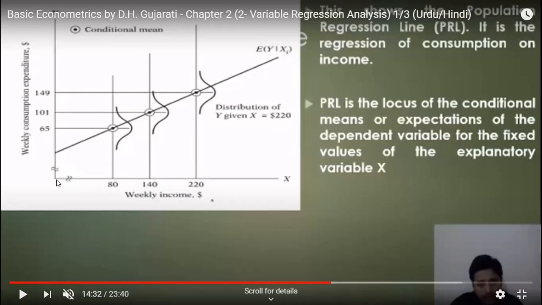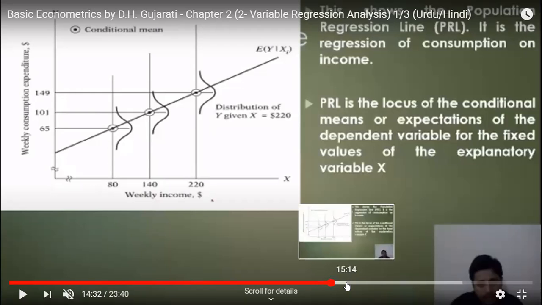People get sloppy. People say if income increases, consumption increases by beta 2. You know that that is utterly wrong. Very sloppy. Regression does not know what's happening to the individual. Regression only knows what is happening on average. Will you please remember this for the rest of your life?